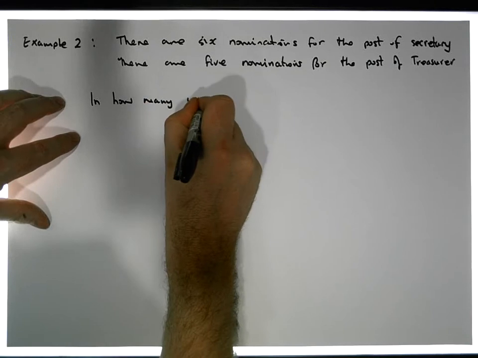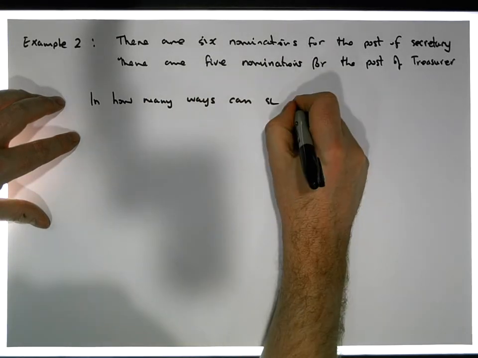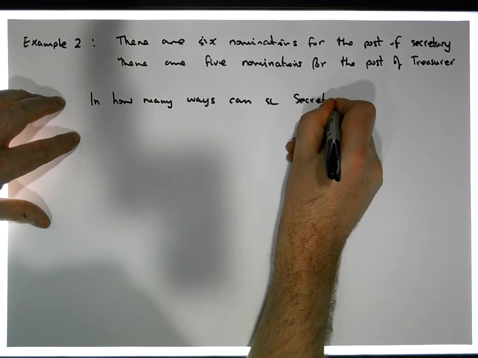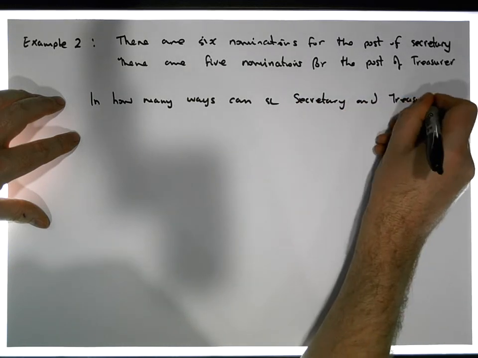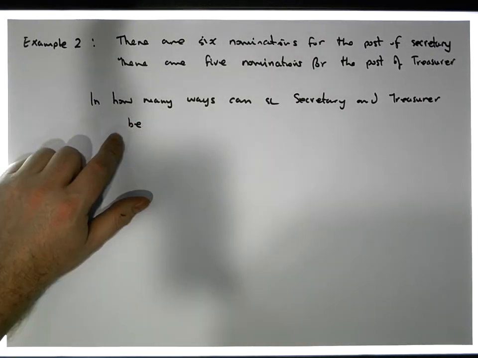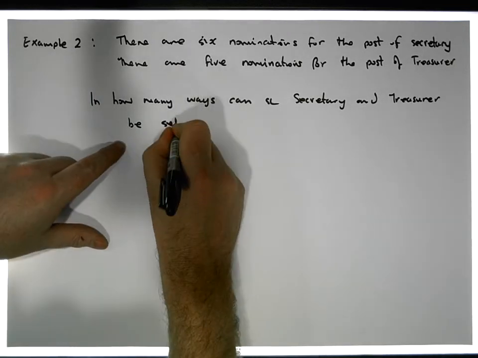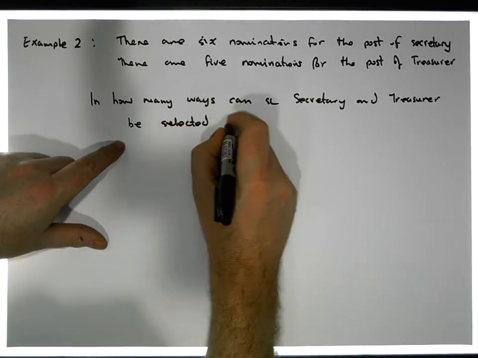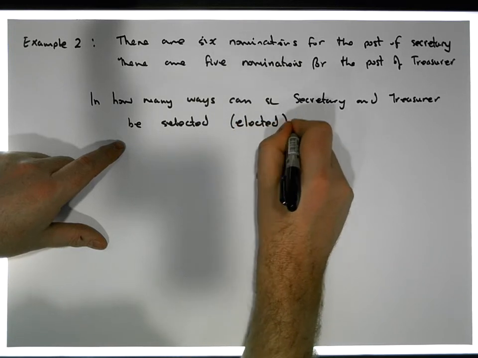Okay, can a secretary and treasurer be selected? So in how many ways can a treasurer and secretary be selected? Or, I suppose, as O.D. Morris uses, elected. How many ways can they be elected?